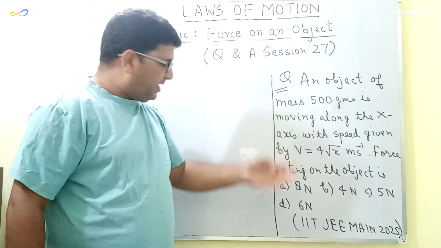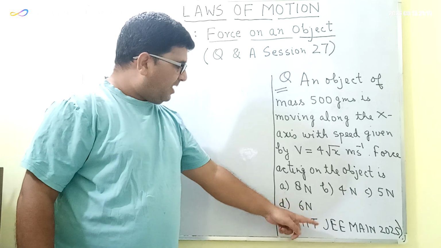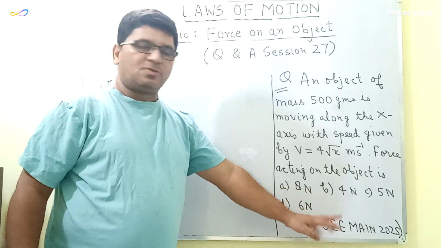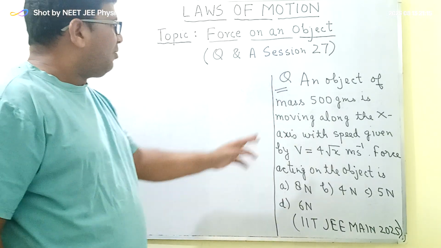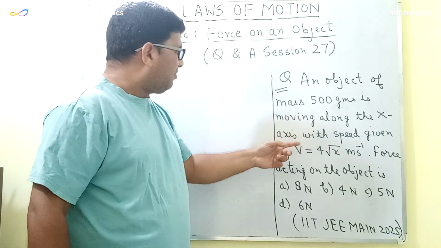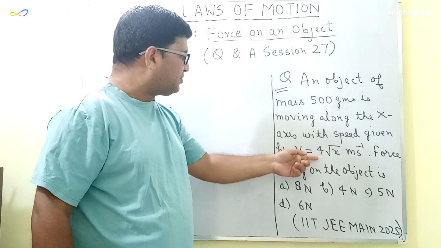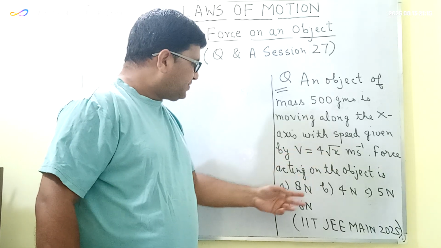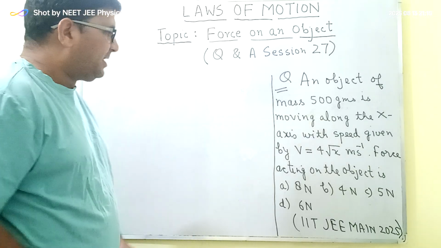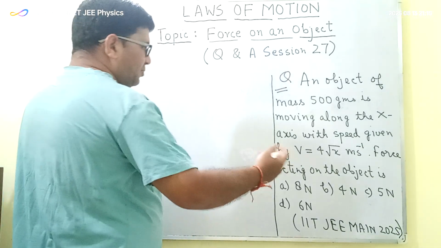So based on this topic, I have one question which was asked in the IIT JEE Main exam in the year 2025. This question is from this very year. The question is: an object of mass 500 gram is moving along the x-axis with a speed given by v equals 4 under root x meter per second. So the force acting on the object is, there are four options, and we have to find the correct one. So the question is very easy.